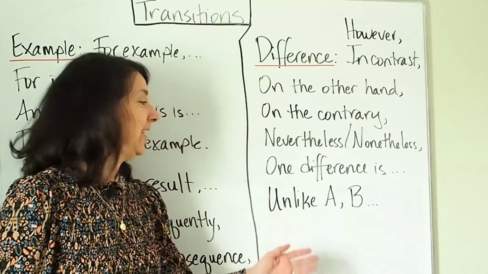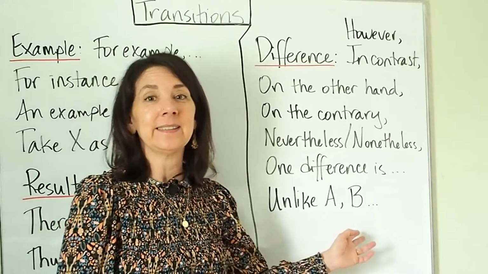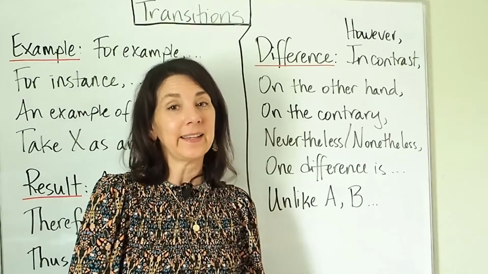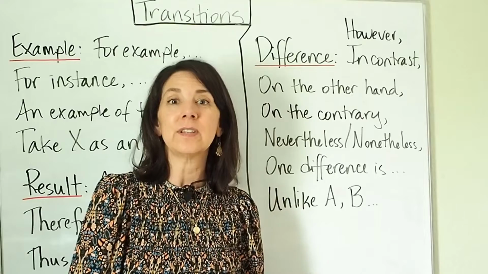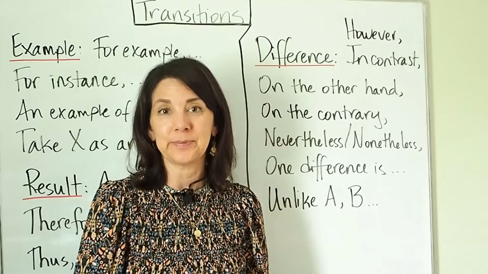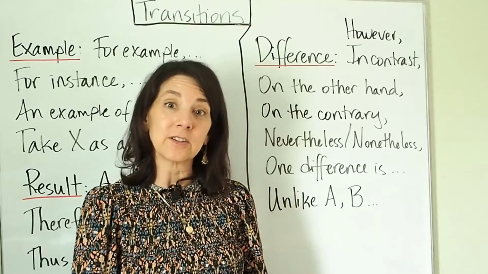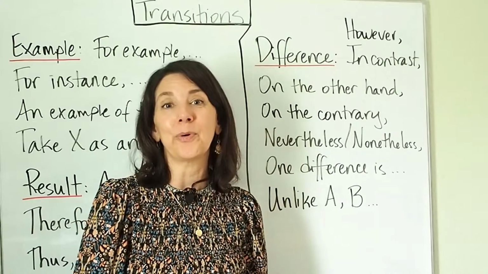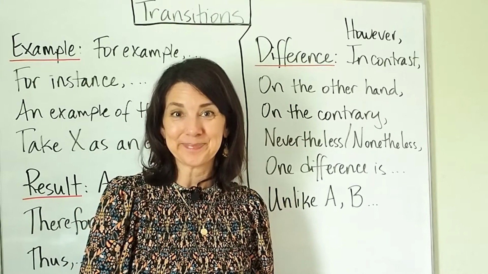And finally, unlike something, something. Unlike cats, dogs need more human companionship. Unlike dogs, cats are more independent.